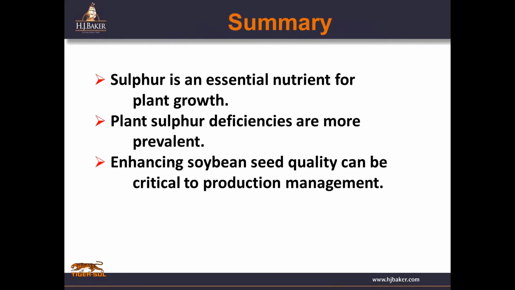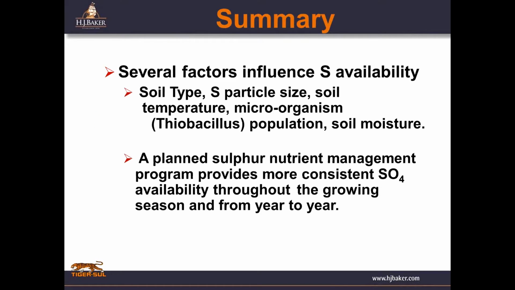So with that, I'd like to summarize the presentation. Here again, sulfur is an essential nutrient for plant growth. Plant sulfur deficiencies are more prevalent, and enhancing soybean seed quality can be critical to production management going into the future. A number of factors influence sulfur availability, especially from the elemental sulfur standpoint, that being soil type, sulfur particle size, soil temperature, microorganism population, and soil moisture.